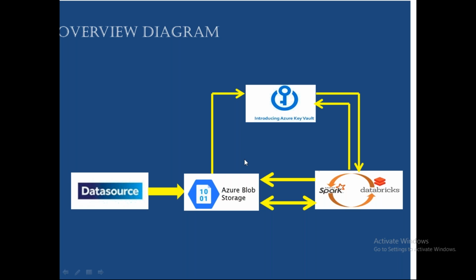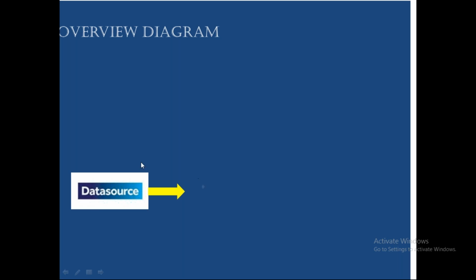Okay, the same flow will go for data lake storage Gen1 and Gen2. Only here it will be replaced. Now we'll see data lake storage Gen1. Now you see, my data source is data lake storage. In data lake storage, I am going to keep my data.